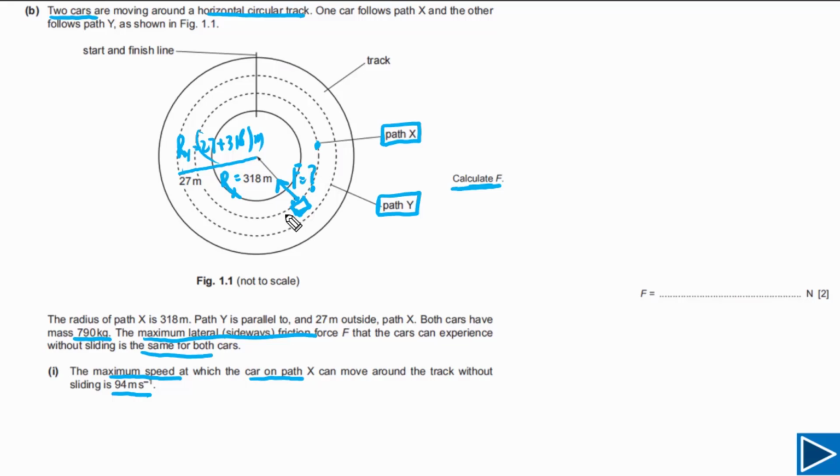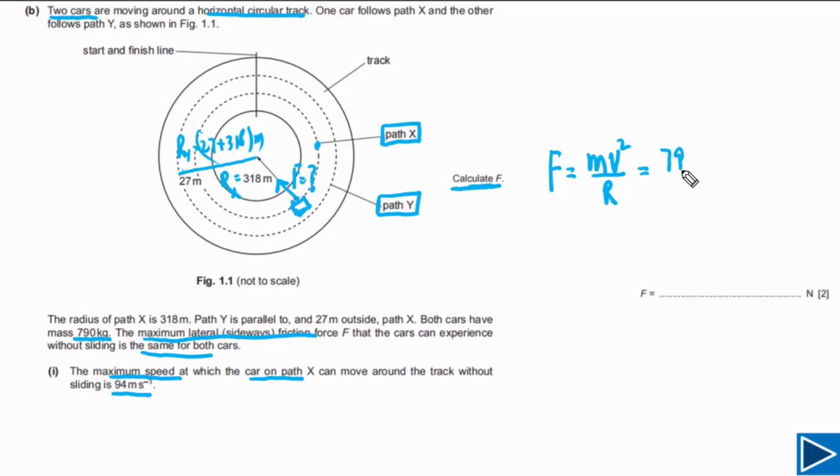Now as it is moving in a circle, it is doing circular motion, so this frictional force is responsible for circular motion. Simply, in this case, the frictional force is providing the centripetal force. So we can say F in this case is equal to mv squared divided by r. The value of v is given, the value of r is given, m is given. Simply we can plug in and find the value of F.